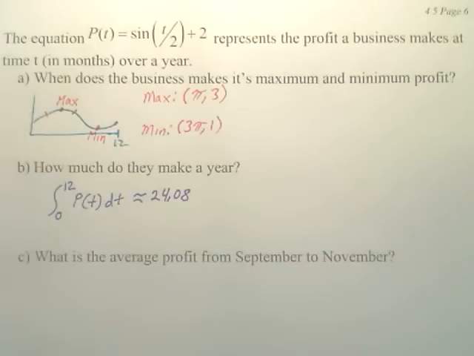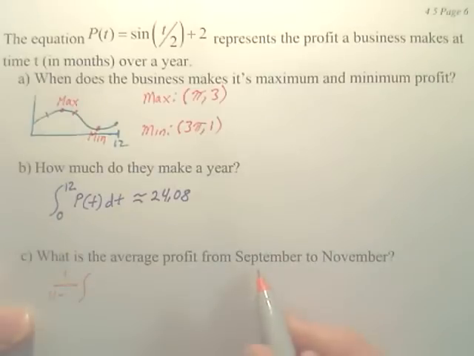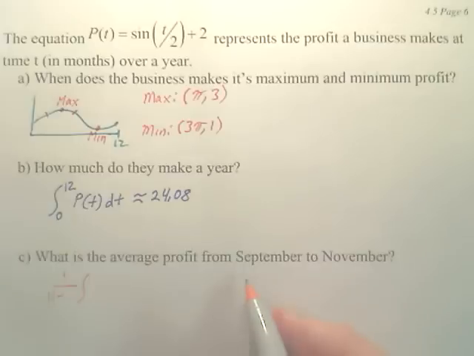The last one is, what is the average profit from September to November? Well, then you have to think of average. First of all, average from September to November. Isn't November the 11th month? Don't you put a 1 over, and then don't you go 11 minus September? Isn't that the 9th month? But that's actually going to mess us up, because that only gives us 2 months.